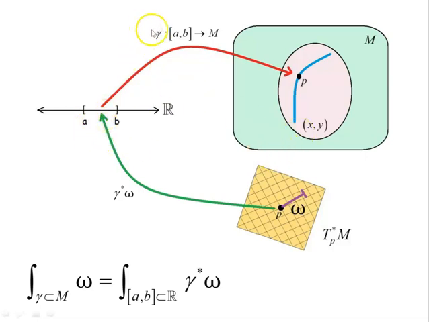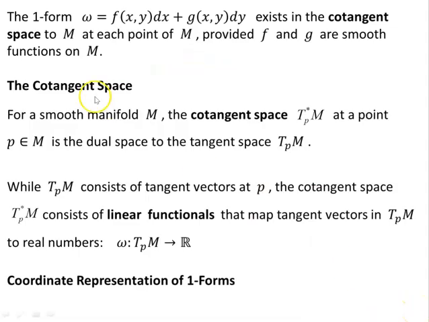So that's our gamma, our curve. It is a map from the closed interval AB to our manifold M, and that happens to lie within this local coordinate system in which we've defined our one form. The one form omega, f of xy dx plus g of xy dy, exists in the cotangent space to M, T asterisk M, at each point of M, provided f and g are smooth functions on M. I picked one such point, point P, but that point P is entirely arbitrary.